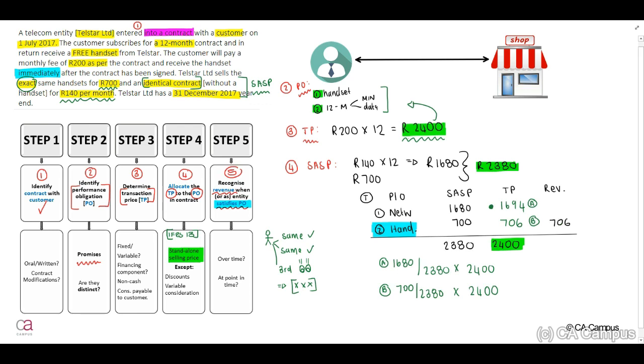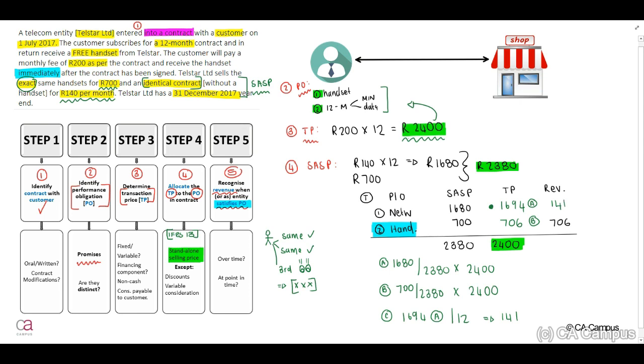But what about our monthly network fees? We may only recognize this per month. Why? The performance obligation will only be satisfied at the end of each month. We may only recognize the monthly portion each month. And this will be the transaction price of 1,694 divided by 12. And we may recognize an amount of 141 as revenue per month.